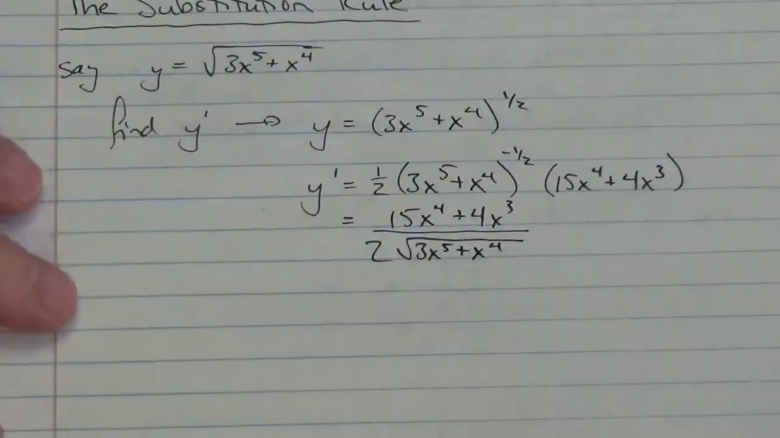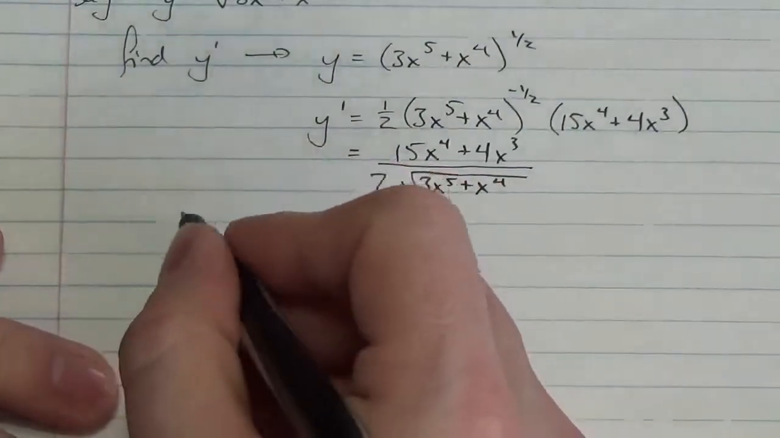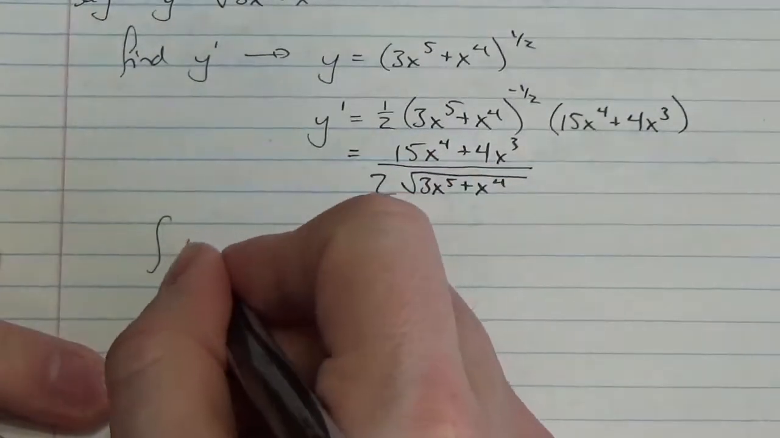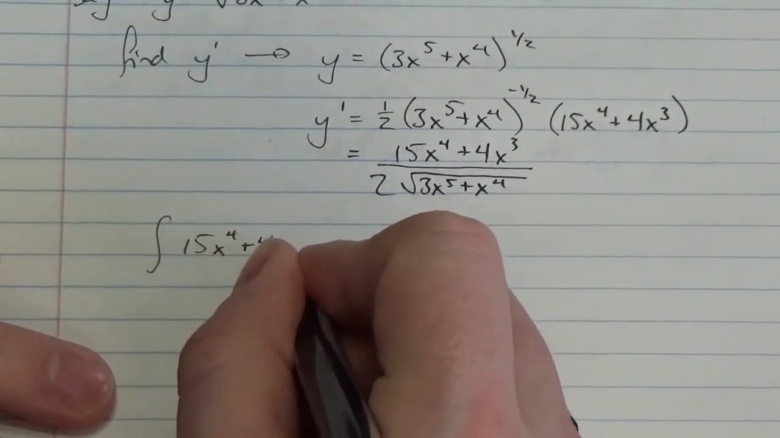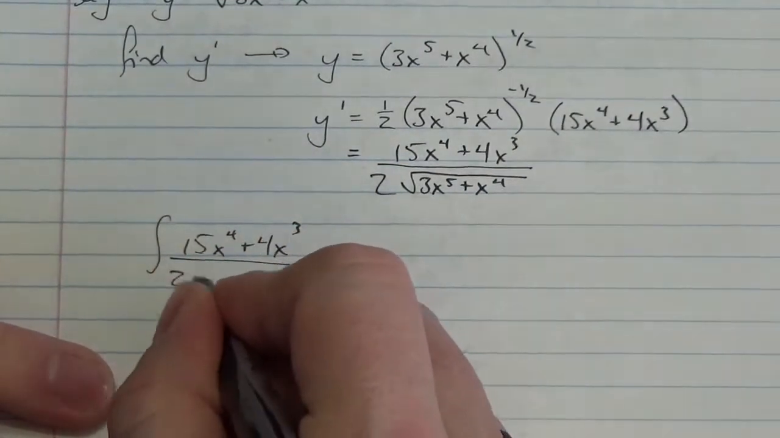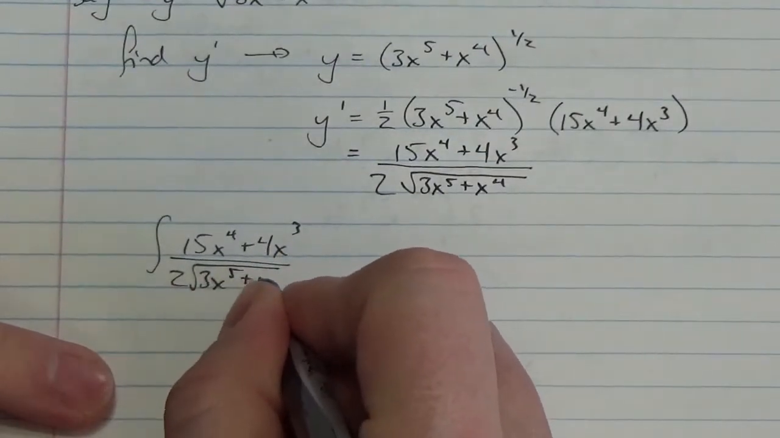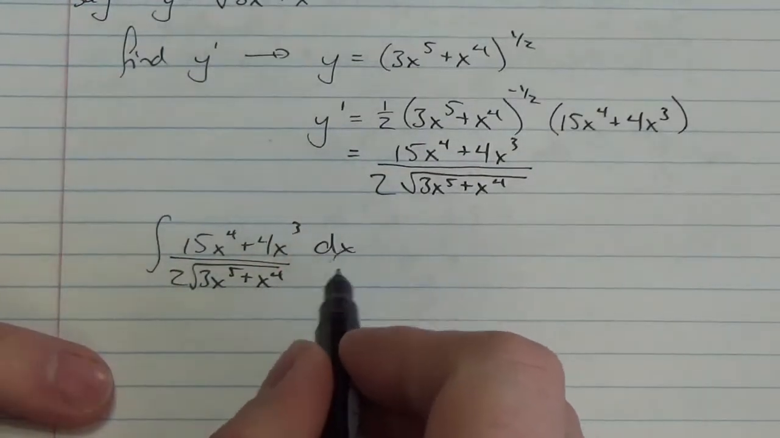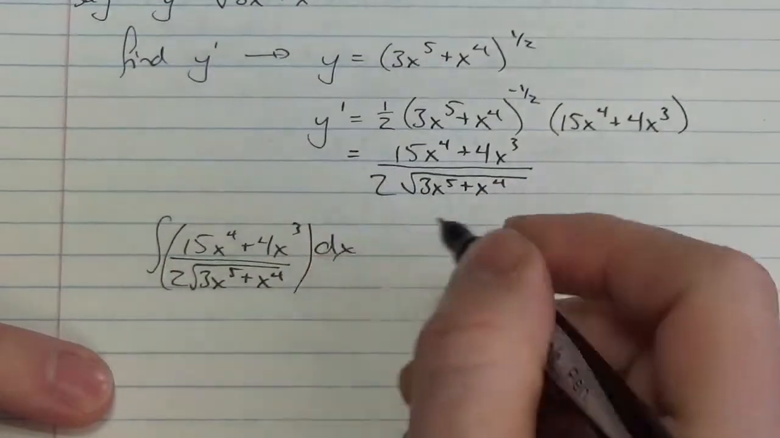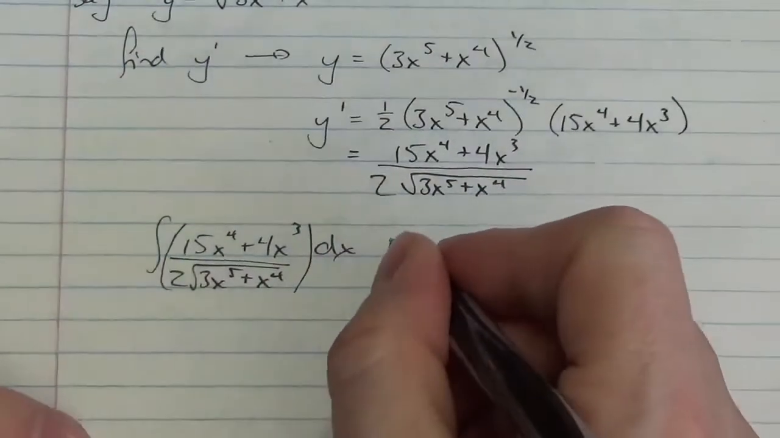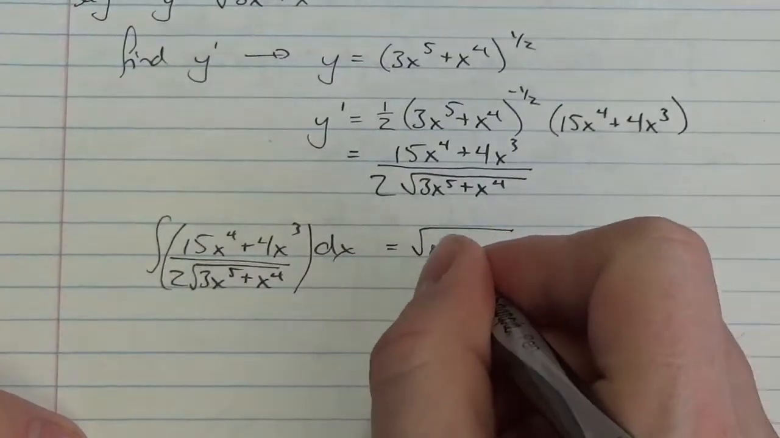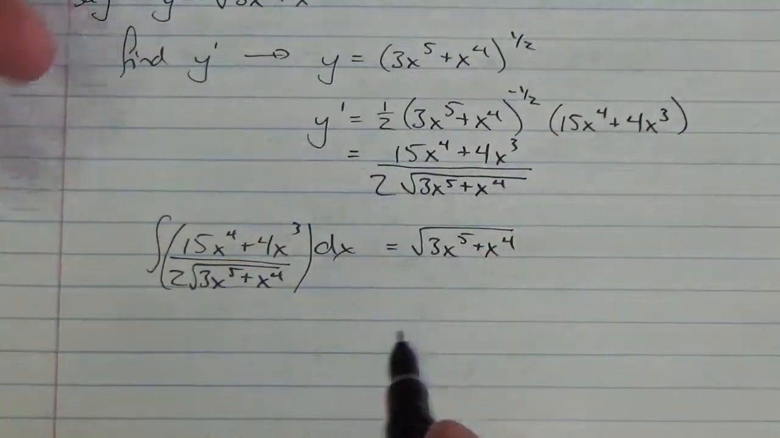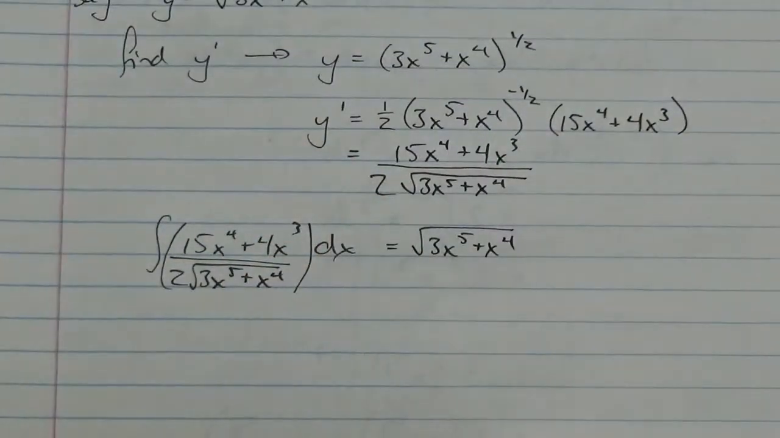That being said, if I was to now ask you this: what is the integral, and I'm going to leave this as the indefinite integral, of 15x to the fourth plus 4x cubed over 2 root 3x to the fifth plus x to the fourth, dx. So I'm identifying that the independent variable is x, and I'm taking the antiderivative of this whole thing. I now know that that is going to be the square root of 3x to the fifth plus x to the fourth. Now, I know that right now because I just took the derivative and I'm asking you to go backwards, so that's a pretty easy thing to say.